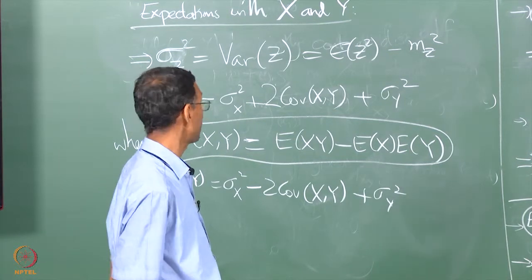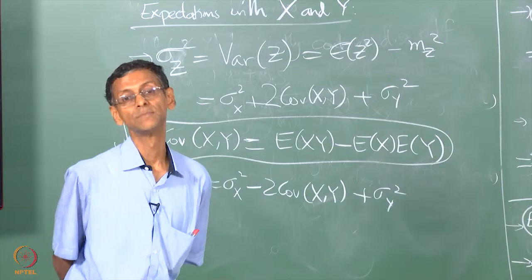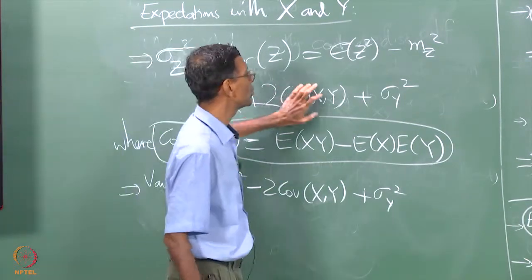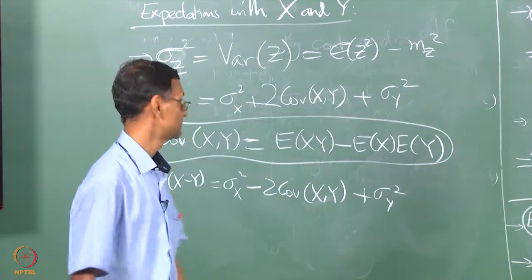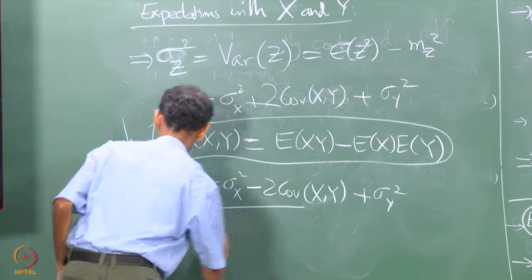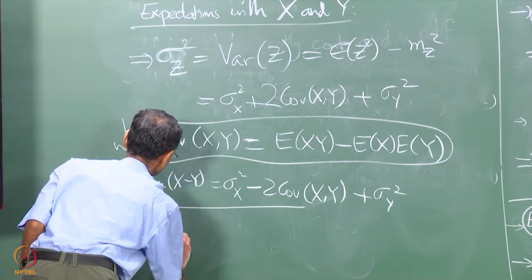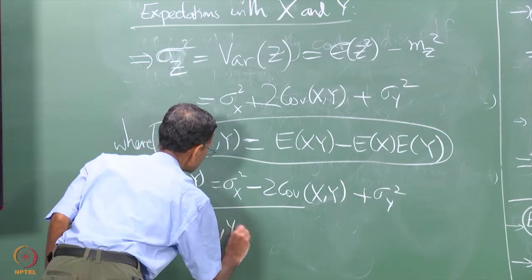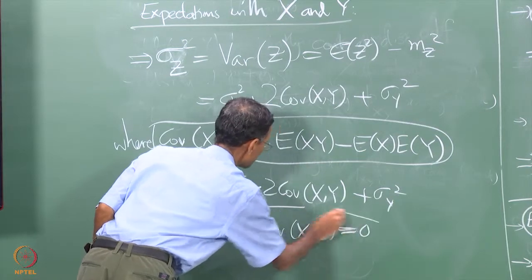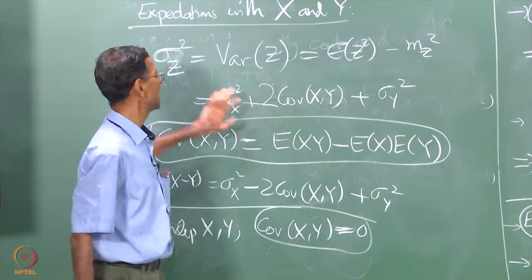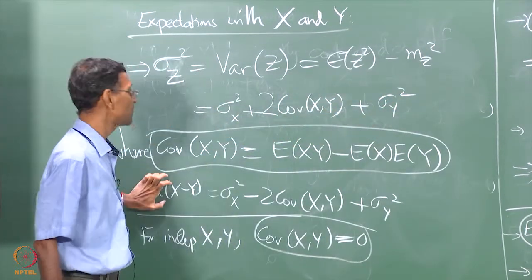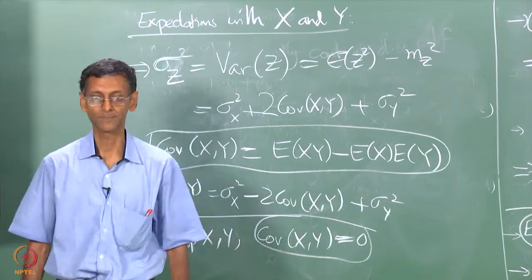Supposing x and y are independent, now we will bring in independence. Then if x and y are independent, then covariance is always 0. If this covariance is 0, then the variance of the sum is equal to the sum of the two variances. The variance of the difference is also equal to the sum of the two variances.